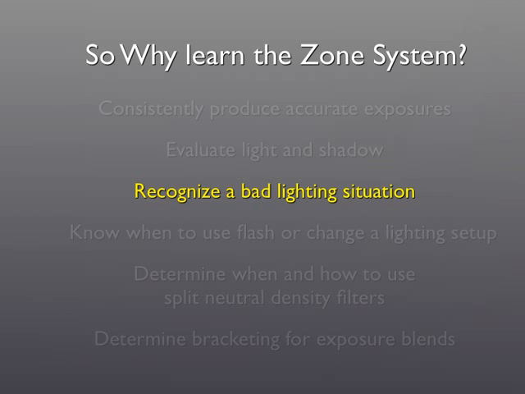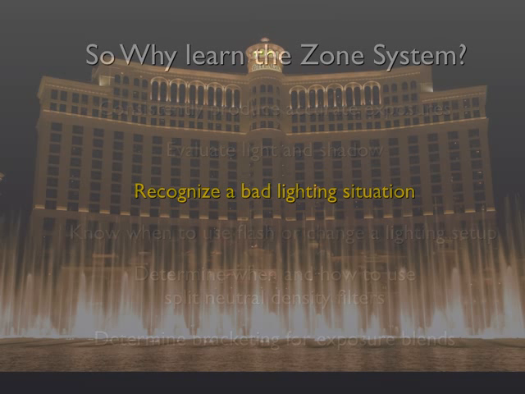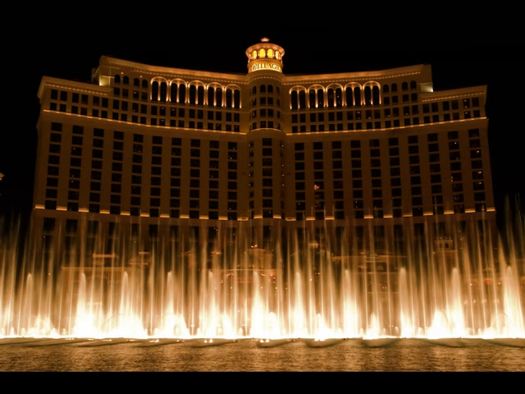Sometimes it's just as important to know when not to take a photograph as when to take it. Perfect example, Bellagio fountains. When finding the average tone, you'll quickly find that your highlights will blow out. A better option would be to wait for the fountains to change their shape. This way the highlights will become a little bit less intense.